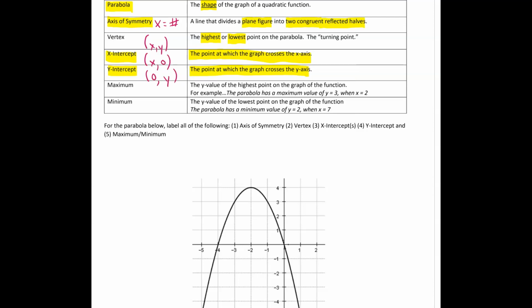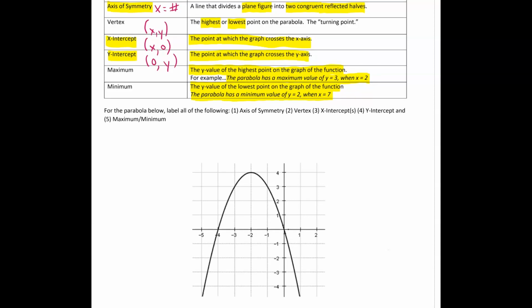We're also going to have what we call the maximum point and the minimum point. The maximum point is the y value of the highest point on the graph. When we give our answers, we're going to say, for instance, the parabola has a maximum value of y equals 3 when x equals 2. That's how we're going to phrase our answer. If there's a minimum value, then that's the y value of the lowest point on the graph of the function. Again, the parabola has a minimum value of y equals 2 when x equals 7. So those are just some examples of how you're going to see this.